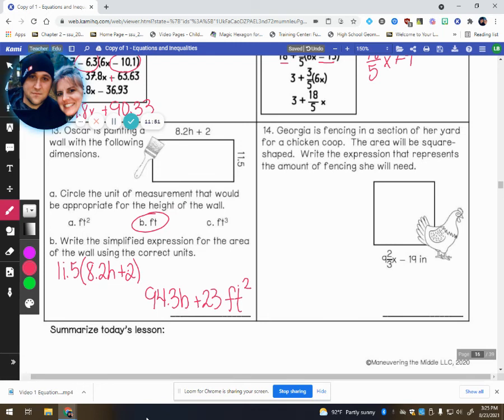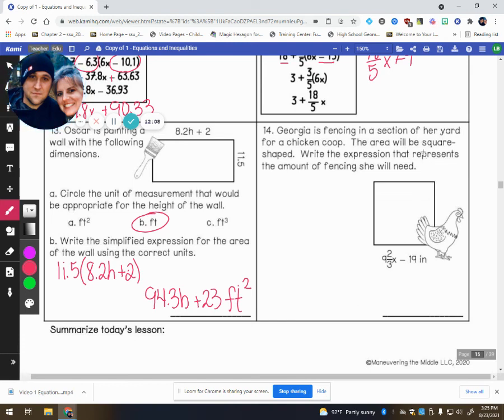All right, looking at our last problem of the day. Georgia is fencing in a section of her yard for a chicken coop. I love my chickens. You'll learn that about me this year. The area will be a square shape. Write an expression that represents the amount of fencing she will need.